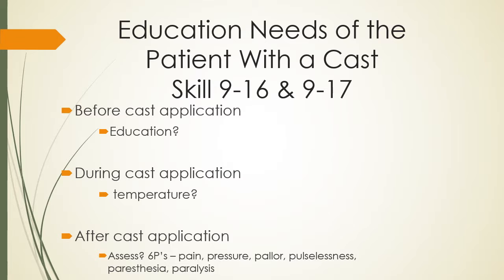Let's talk about it. And after cast application, we're going to be really, really diligent for several days assessing the CMS checks and assessing for the 6 Ps: pain, pressure, pallor, pulselessness, paresthesia, and paralysis. All of those things are going to tell us the patient has good blood flow and good nerve conduction through that extremity that's underneath the cast. Because for a couple of days that arm can keep swelling, it could be 36 hours later that now their fingers are blue and tingly and they have loss of sensation there.